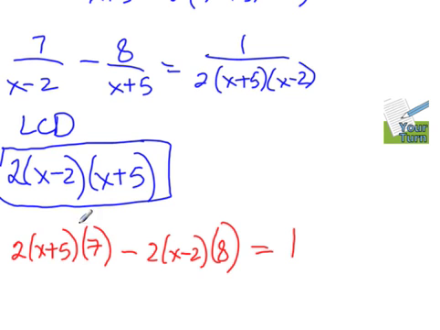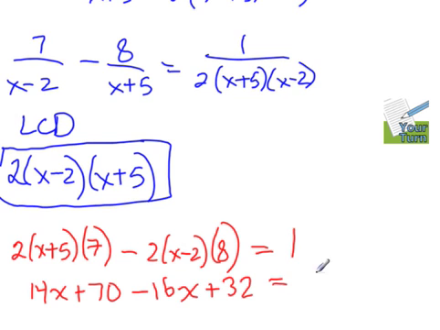Okay, now let's multiply. So 2 times 7 is 14. 14 times x would be 14x. 14 times 5 would be 70. Minus 2 times 8 is minus 16. Minus 16 times x is minus 16x. Minus 16 times minus 2 would be plus 32, hopefully, is equal to 1.